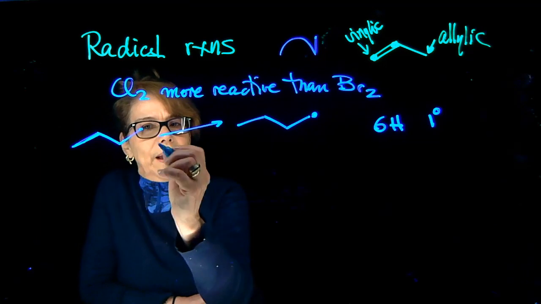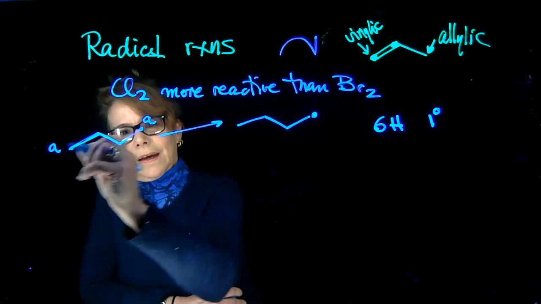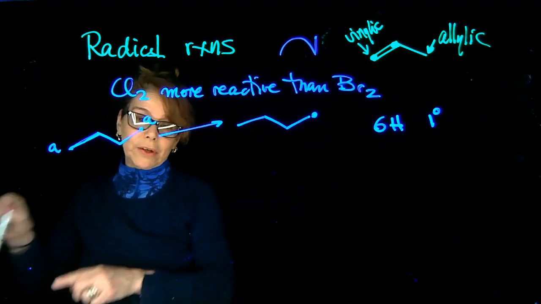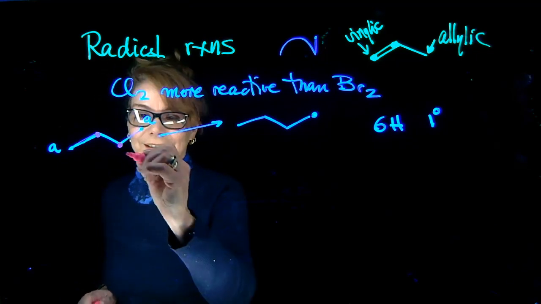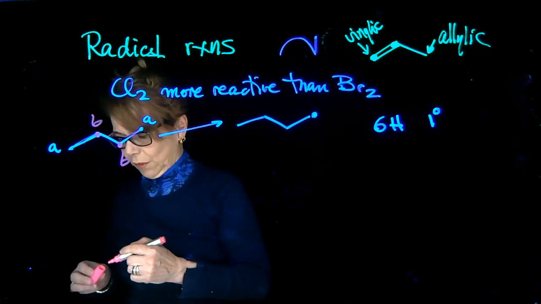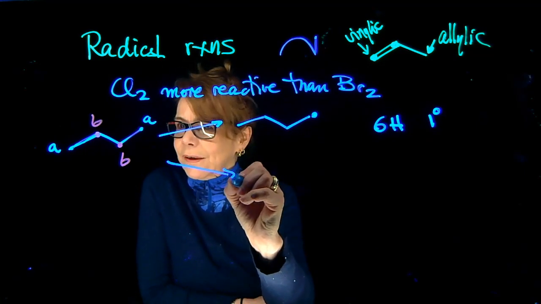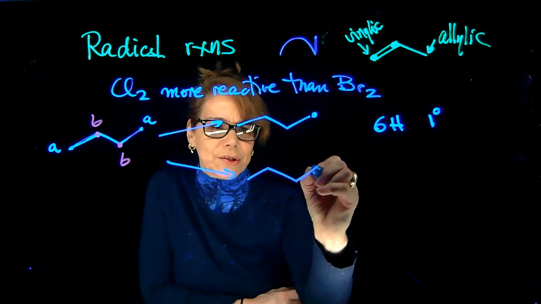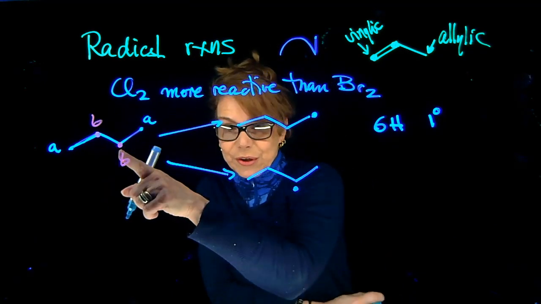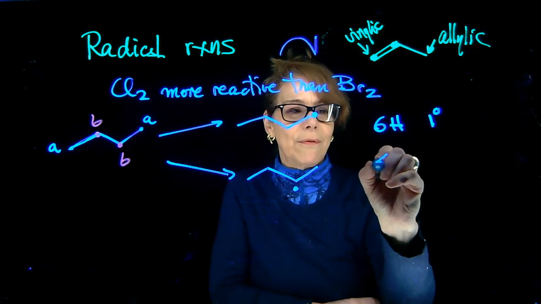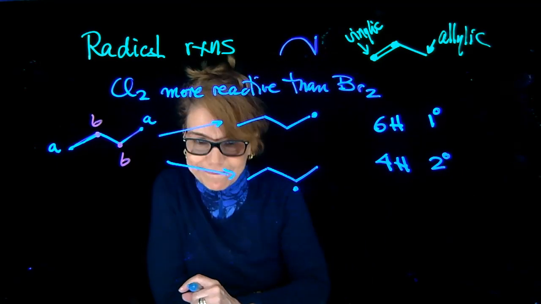And now we have another position, let's call that A. And so this is A as well. And we have another position here, this and that, those are identical. So B and B. So we will have two products. Forming the radical at that position will lead you to this, and that's secondary. We have two hydrogens here and two hydrogens there. So we have 4 hydrogens that will lead to a secondary radical.